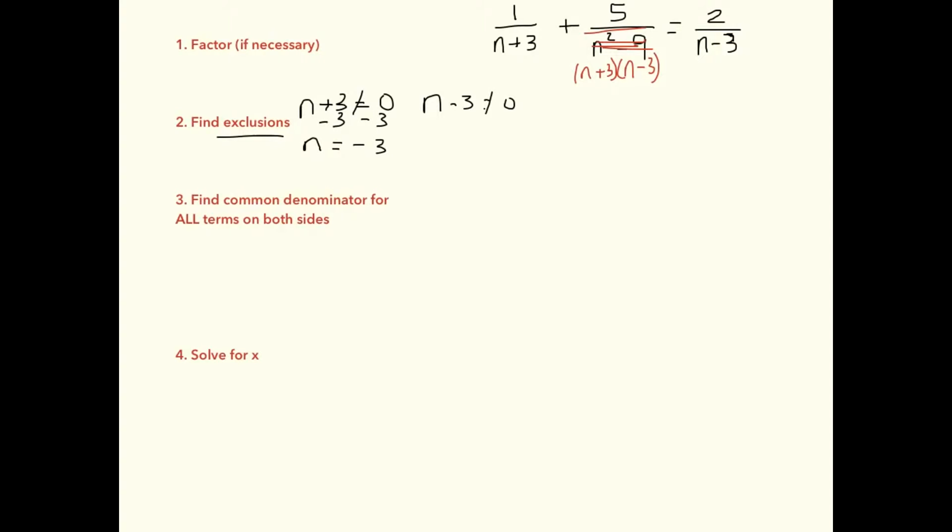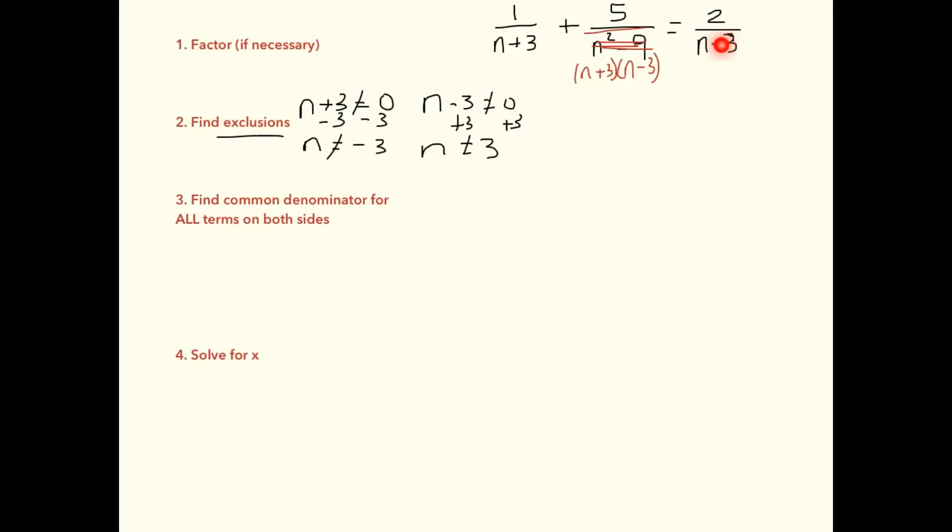So we said those can't equal 0. So that means n can't be negative 3. And just like over here, the same thing, n cannot be positive 3. So that's what they mean by exclusions. Because if n was positive 3, then when we plugged it back in, 3 minus 3 would be 0. And we can't have a 0 at the bottom of a fraction.